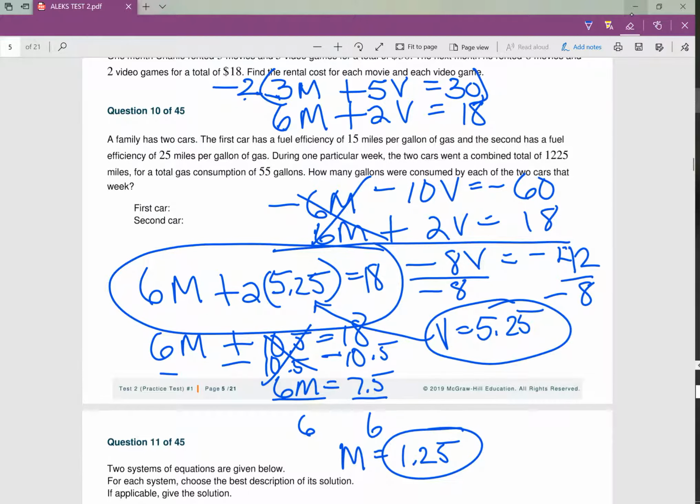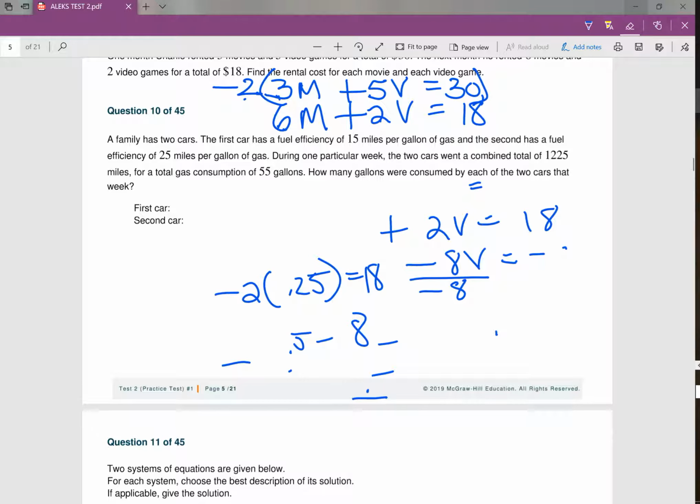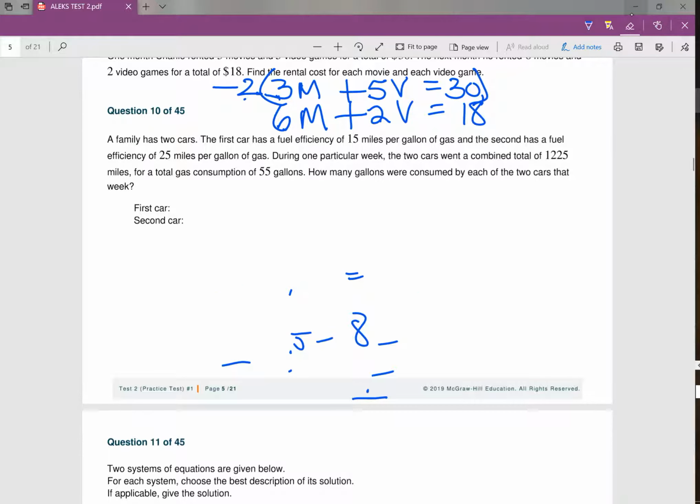Alright, so a family has 2 cars. The first car has fuel efficiency of 15 miles per gallon, and the second car has a fuel efficiency of 25 miles per gallon. During one particular week, the 2 cars went a combined total of 1,225 miles, for a total gas consumption of 55 gallons. How many gallons were consumed by each of the 2 cars that week?